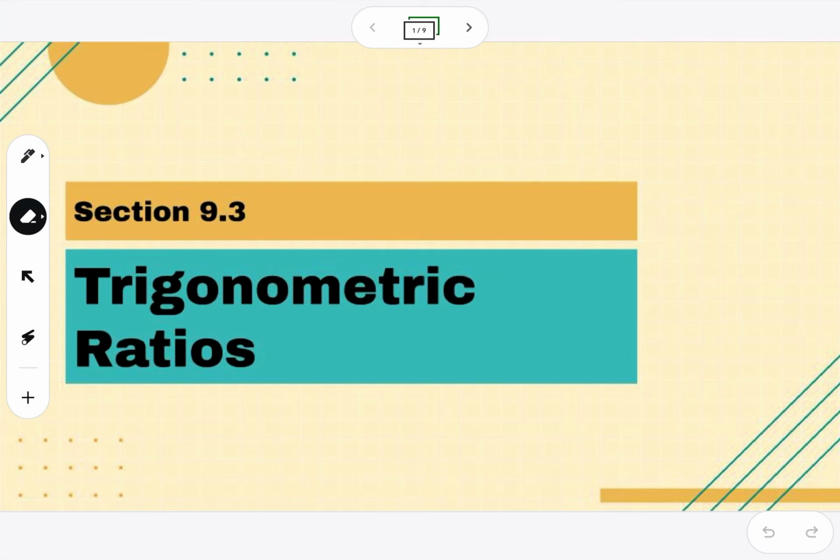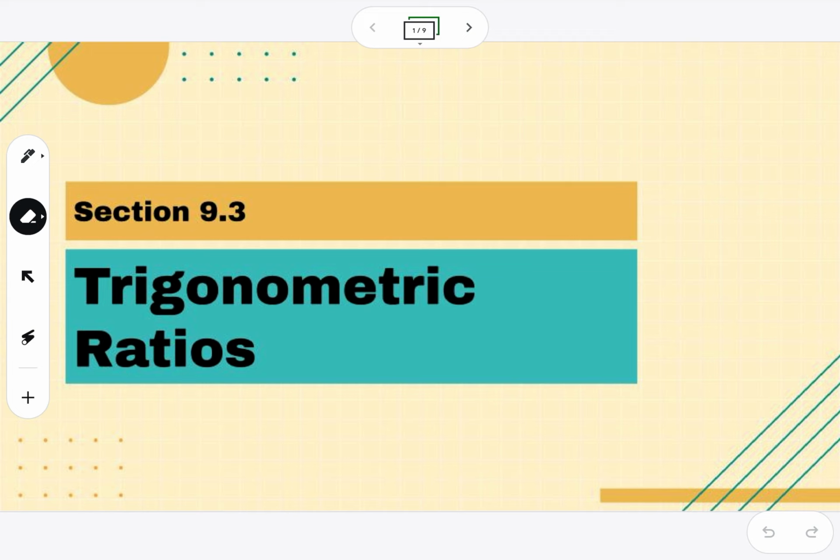Welcome to section 9.3. Today we're talking about trigonometric ratios. That's a big word. That's a new word for probably all of us. Maybe some of you have seen these before. Maybe you have an inkling about what we're talking about, but today might be an exciting brand new day for us. So that's kind of cool.